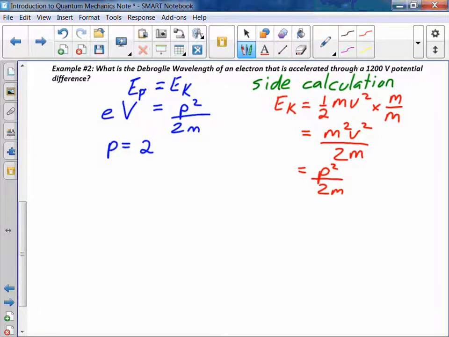So what you missed is the different rearrangement. Because we didn't have velocity in the equation, we had to use a different rearrangement of the kinetic energy formula. By multiplying by m over m, we're able to say that we've got p squared over 2m. So in this case, p is going to equal the square root of 2meV.